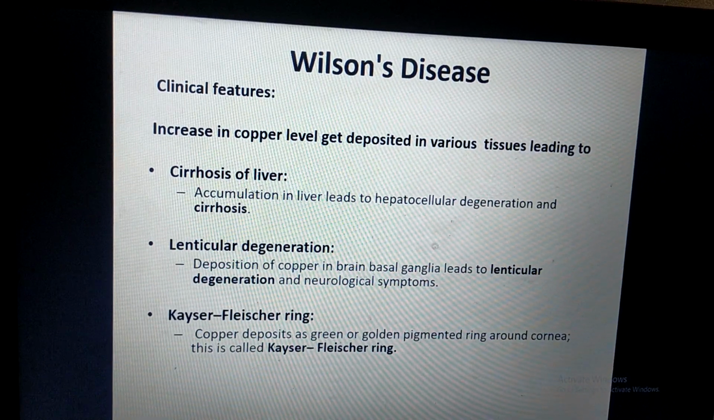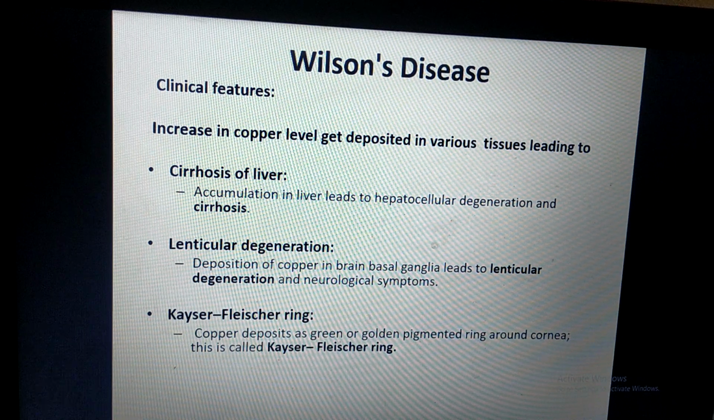Now, clinical features of Wilson's disease. The clinical features are due to deposition of copper in various tissues. First is cirrhosis of the liver. Here the copper gets deposited into the hepatocytes, leading to degeneration and cirrhosis. Next is lenticular degeneration. Here free copper gets deposited into the basal ganglia, leading to lenticular degeneration and neurological symptoms.